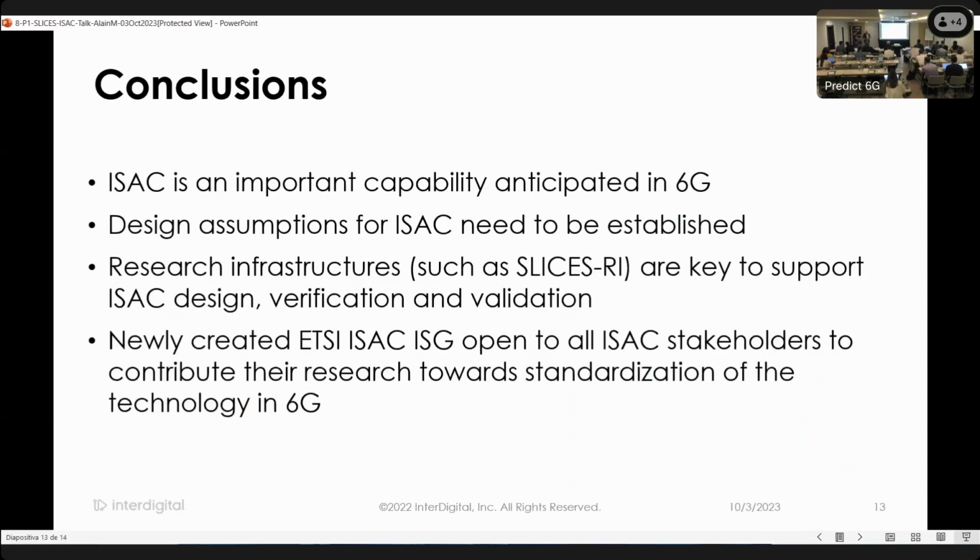So to conclude, I hope I'm still within the time. ISAC is obviously a very important capability, pretty much like AI, and that's agreed by all the stakeholders in telecom for 6G. The design assumptions for ISAC are really critical, and they are not established yet. They need to be established, and for these to be established, we need the support of research infrastructures, definitely, like SLICES, like 5TONIC, and others. And that's what I conclude with.